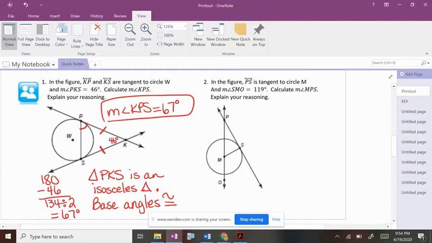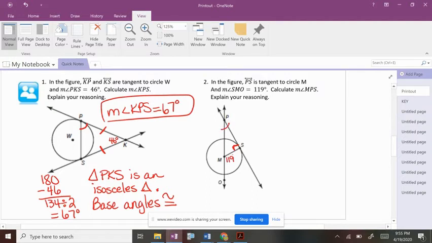Question number 2, it says in the figure, line PS is tangent to circle M. Now notice that PS is connected to the radius, and up at the top it said if and only if it's perpendicular. So I know right away that's a 90-degree angle. It also tells us that the measure of angle SMO is 119 degrees. Calculate the measure of MPS. So they're asking for that top angle up there.